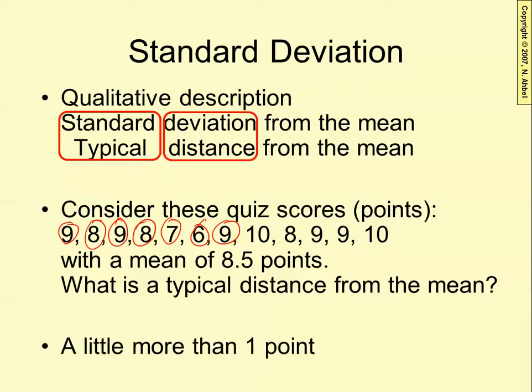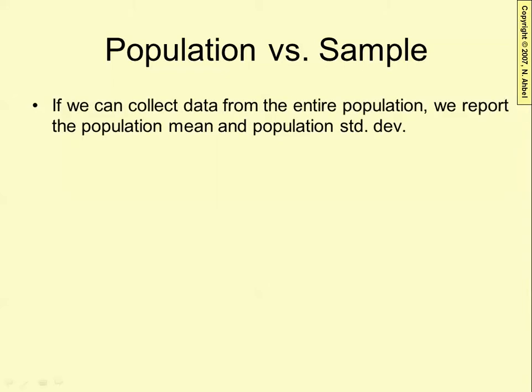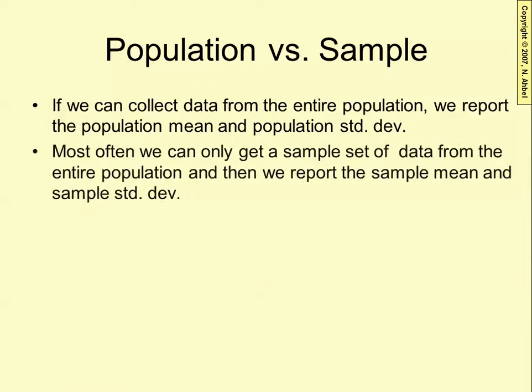So hopefully you thought it was a little bit more than 1. And the standard deviation of these numbers is in fact a little bit more than 1. That's what the standard deviation is about. There's a difference in statistics whether we're talking about the population or the sample standard deviation. If we can collect data from the entire population, we report the population mean and the population standard deviation.